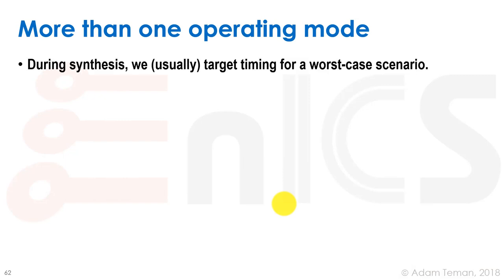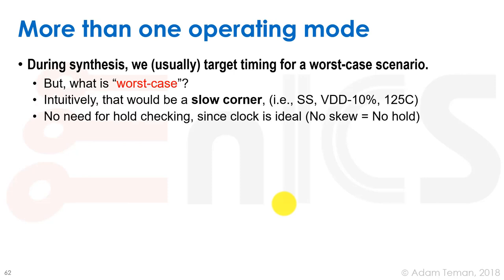During synthesis, we usually target timing for a worst case scenario. But what is worst case? So intuitively, we say that the worst case is when our chip comes out slow. So we have this slow, slow corner. Our PMOSes and NMOSes were both fabricated with high VTs, and so they're slower. We have some sort of IR drop, which makes our supply voltage lose 10% or so, and we traditionally have a high temperature, even though that may not be true nowadays with all kinds of temperature inversion. We didn't need to check hold. As we said, the clock was ideal, and if there's no skew, really, you don't have a hold problem.